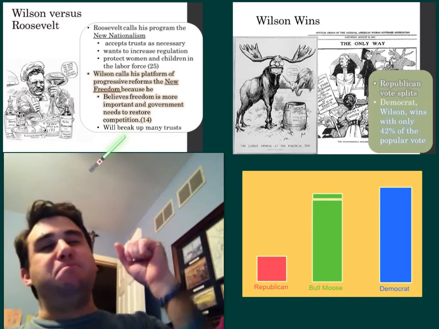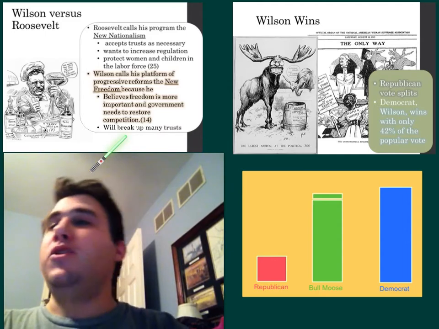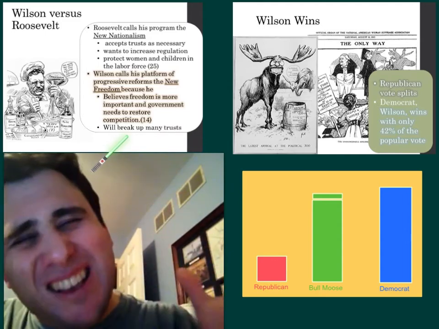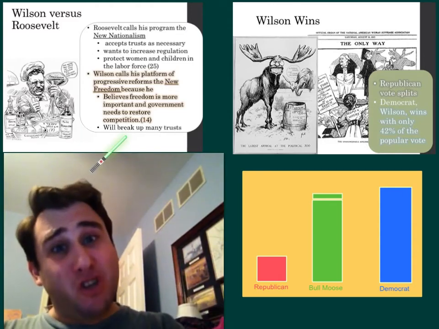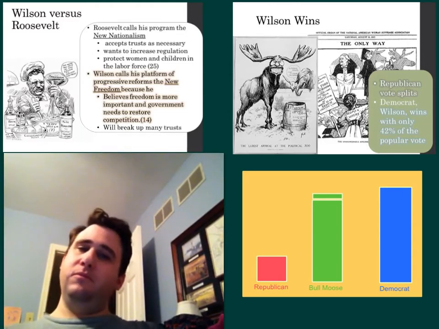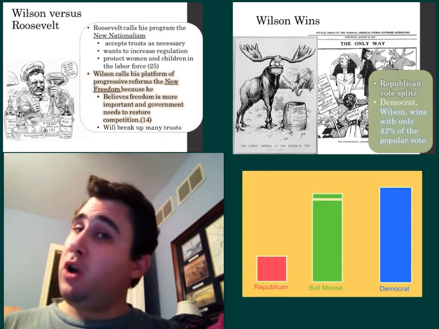I'm going to break up as many trusts as I can because those trusts prevent our freedom. Those trusts keep us from choosing, and that's the essence of freedom. That's liberty, the freedom to choose, right? The freedom to choose. It's a very competitive argument. Both sides have strong support.